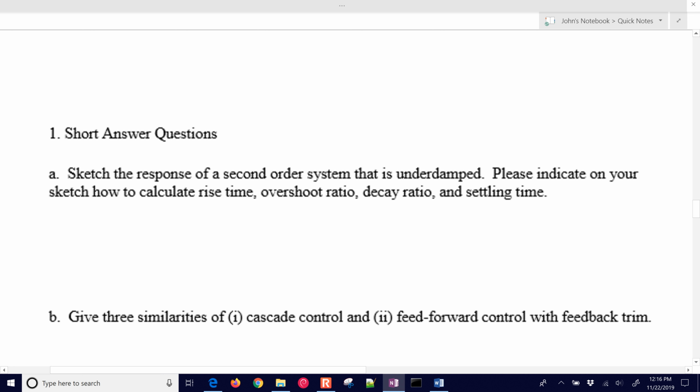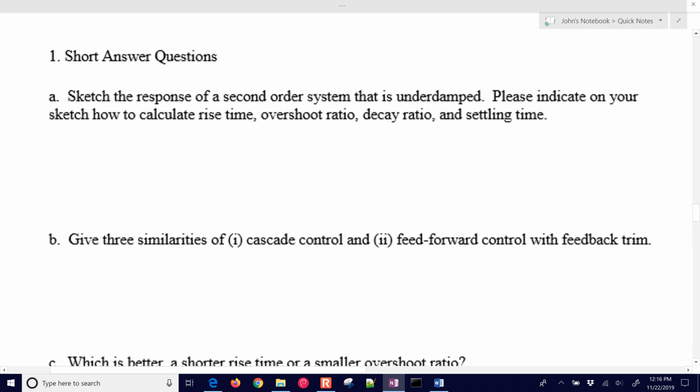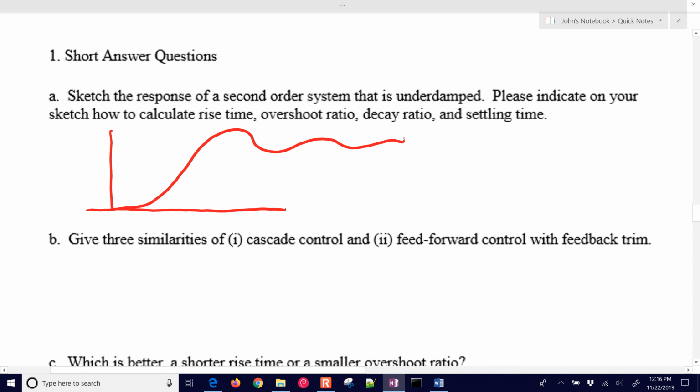We want to sketch the response of a second order system that is underdamped. And we'll indicate on our sketch how to calculate rise time, overshoot ratio, decay ratio, and settling time. So I gave you the plot up above, but let's just say we didn't have that. We would do something like this. Here's an underdamped system. Here's our steady state value. Okay, so the rise time is going to be when it first reaches that steady state value, or in the case of a controller, when it first reaches the set point.